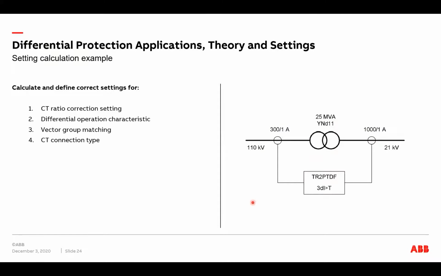Let's then have a look at the setting calculation example. What we will go through here is first calculate the CT ratio correction setting for this setup we have here. We will calculate the differential operation characteristic. We will set the correct vector group matching and also a setting for the CT connection type.